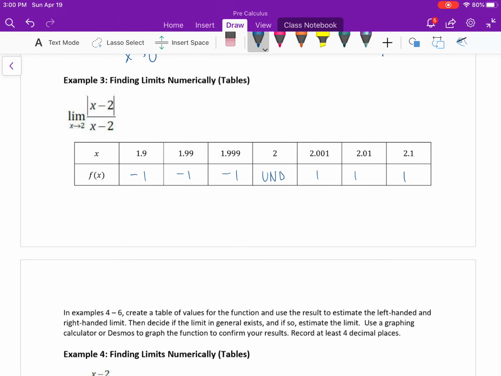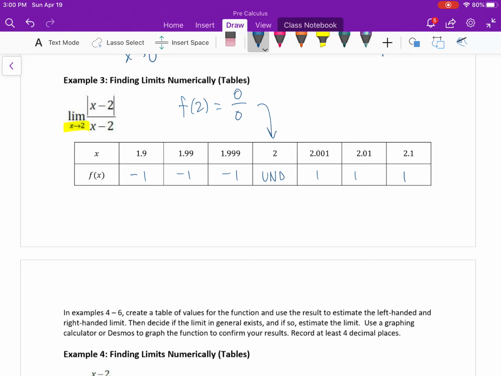Okay, example 3, a little bit different. This is an example where you have the absolute value of (x minus 2) divided by (x minus 2). So let's start by plugging in a 2, because that's what our limit is getting closer to. As you can see, when I plug in a 2, I end up with 0 over 0. So let's say f of 2 equals 0 divided by 0, which is why we got this undefined.